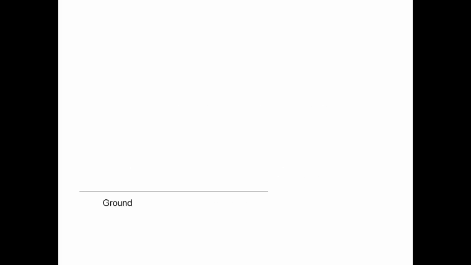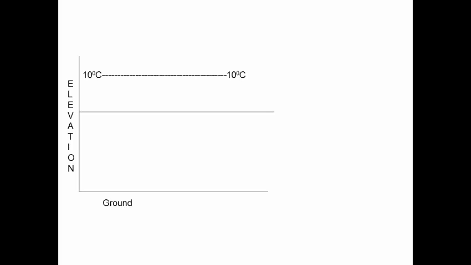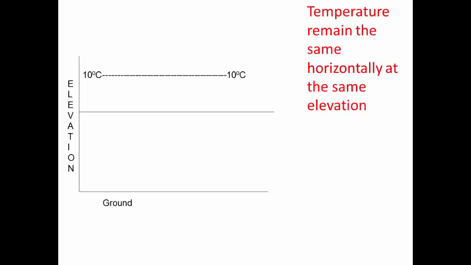This line represents the ground. The vertical line represents the elevation in the air mass. If you were to slice through this air mass horizontally, the temperatures would remain the same. That is to say that if the temperatures were 10 degrees Celsius in one place, they would be 10 degrees Celsius in another place of the same elevation. Hence the rule when it comes to air masses is that temperatures remain the same horizontally at the same elevation.